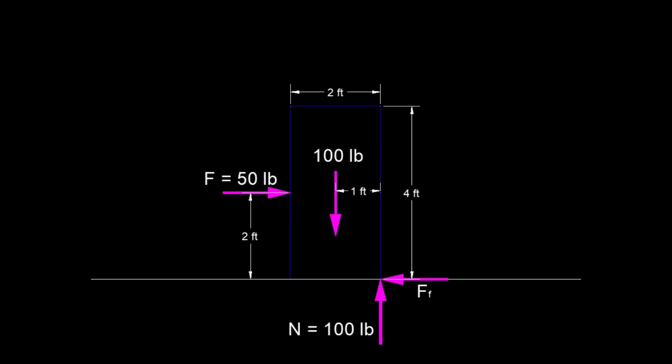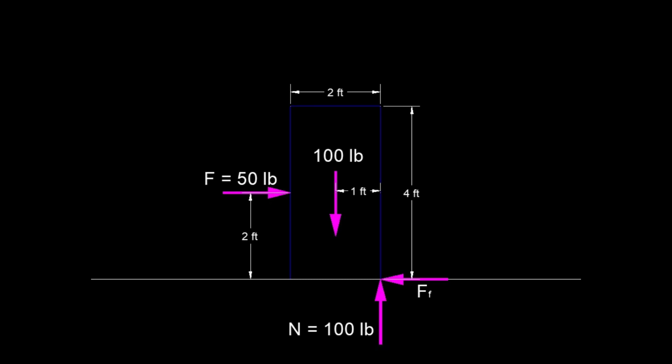So in this scenario, the box will slide before it tips, because the 40 pounds for slipping is less than the 50 pounds for tipping. So it would never get to that point. It would just slide. All right, so now let's look at a case where it would tip.